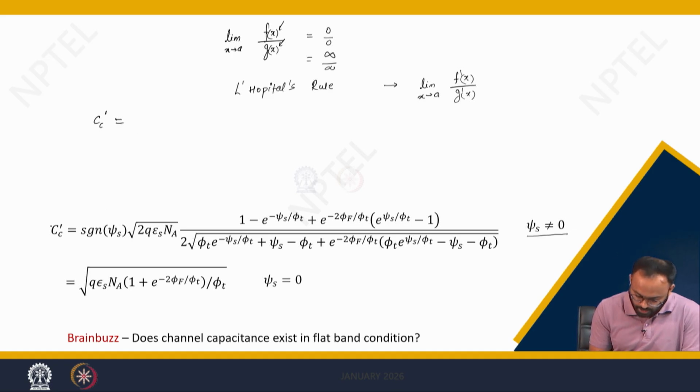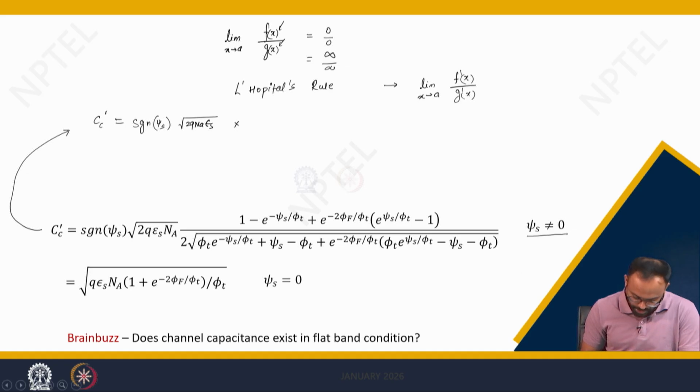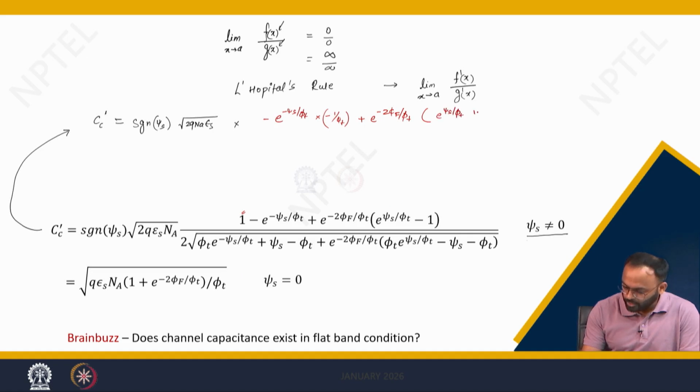So we can simply rewrite, so this is the same equation we derived in the previous slide. I am using the same equation as signum psi s square root of 2 into q into Na into epsilon s. Now you need to differentiate the numerator. So differentiation of the numerator will give you what? This is 0, this is minus e to the power of minus psi s by phi t into minus 1 over phi t plus e to the power of minus 2 phi f by phi t into, this will give you e to the power of psi s by phi t into 1 over phi t.